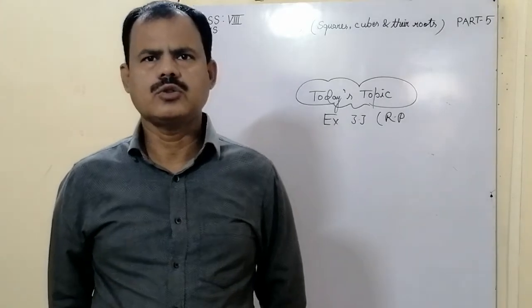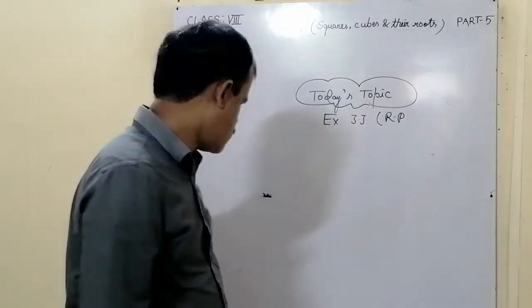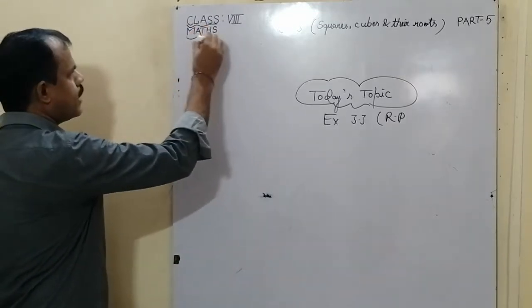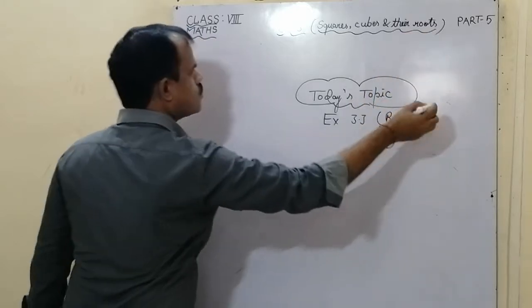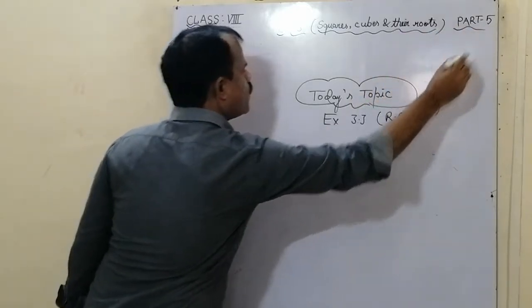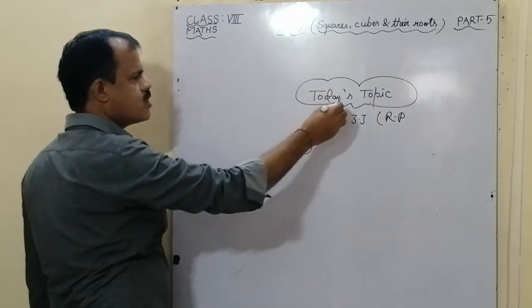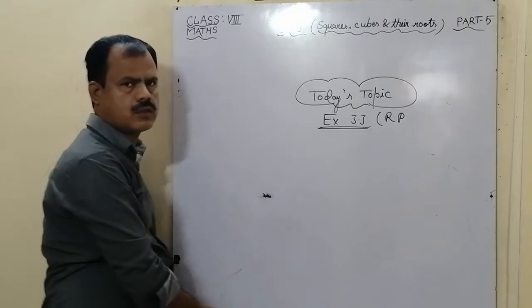Dear students, today we are going to start the half-yearly syllabus of class 8th maths, chapter 3, Squares, Cubes and their Roots. And this is the part 5 video. Today's topic is the remaining part of exercise 3.3.